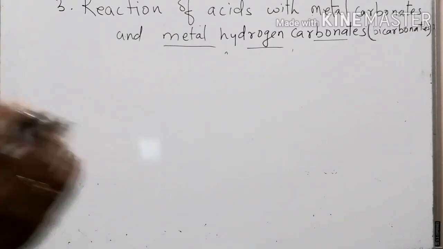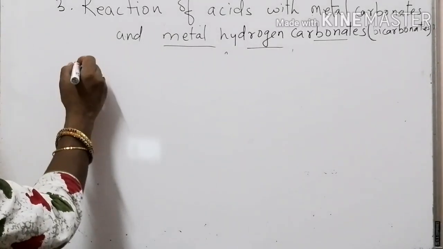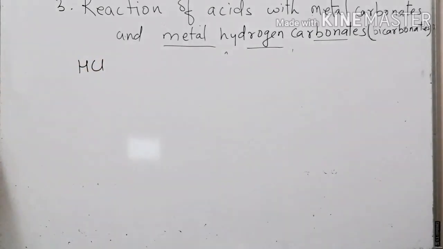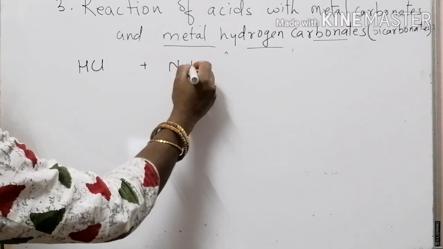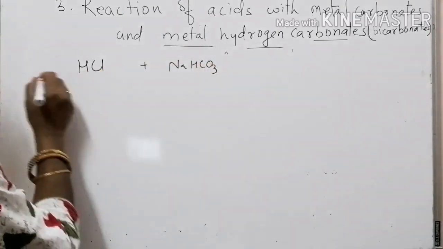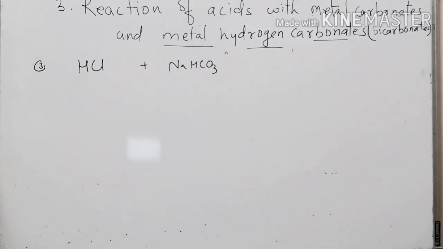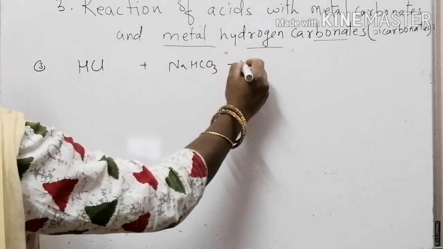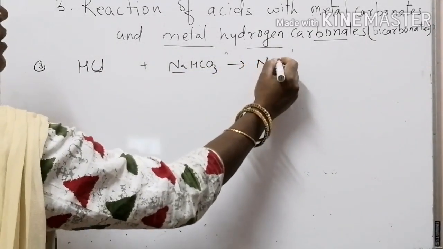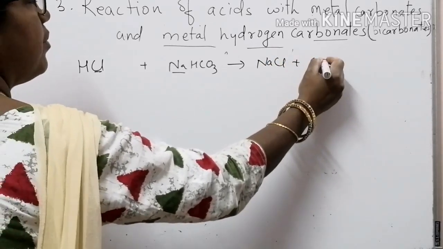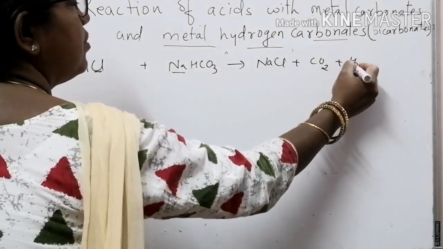Now let us discuss a few examples with bicarbonate. HCl, hydrochloric acid, plus sodium hydrogen carbonate. The products formed are sodium chloride plus carbon dioxide plus water.